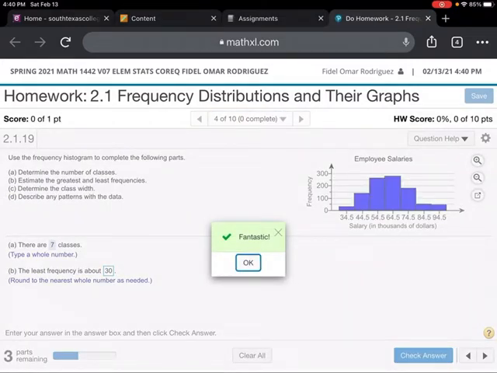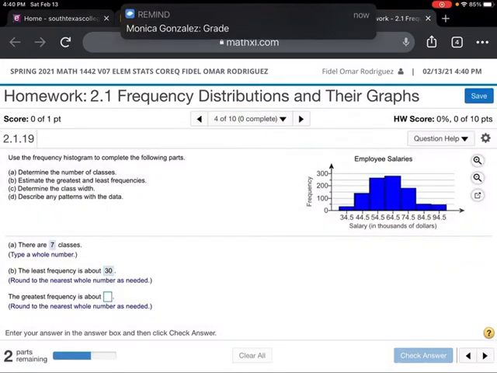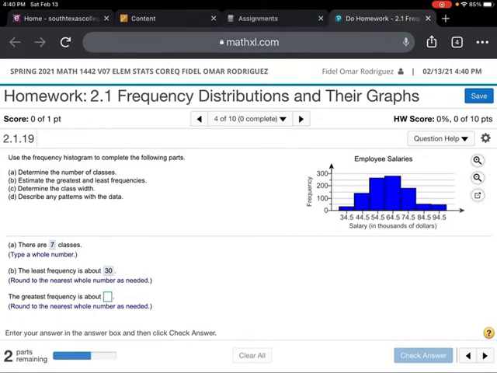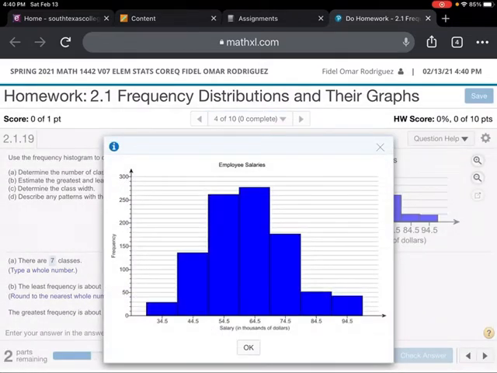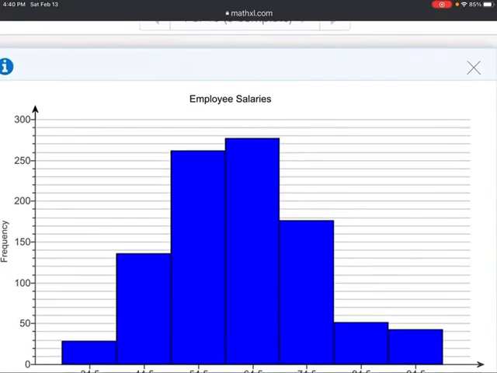So right here, I'm just going to type in 30, and let's see. Okay, so now it says the greatest frequency. So we're going to look for, again, the biggest bar. So biggest bar looks like it's this one right here in the middle, and if this is 250, 260... If I can, there we go, that looks good.